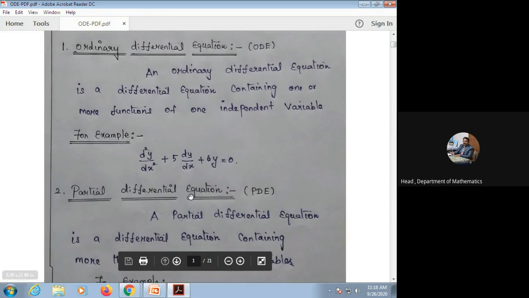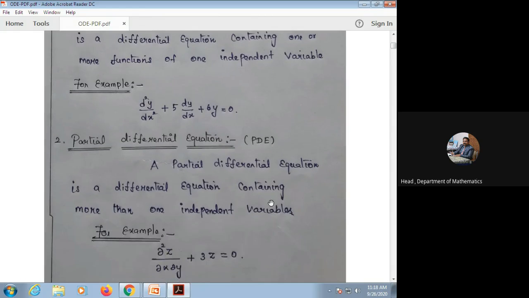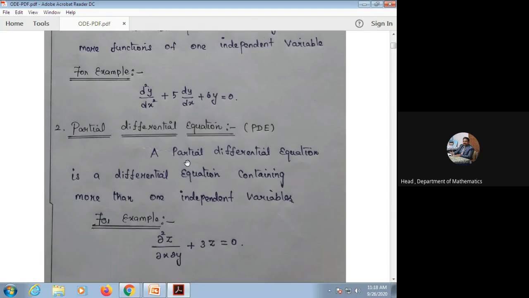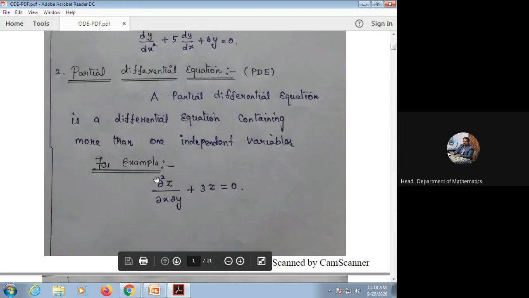The other one is the partial differential equation, that is PDE. The definition is, a PDE is a differential equation containing more than one independent variable. This is an example for PDE: dou square z by dou x dou y plus 3z equal to 0. Here z is a dependent variable which depends on x and y. There is more than one independent variable, so this equation is called a PDE.